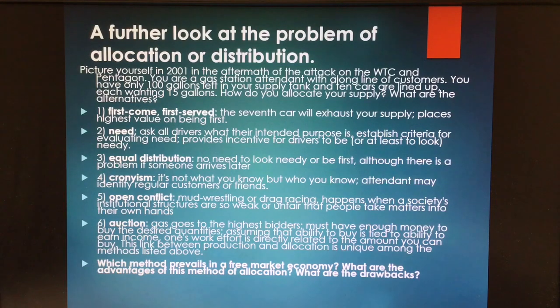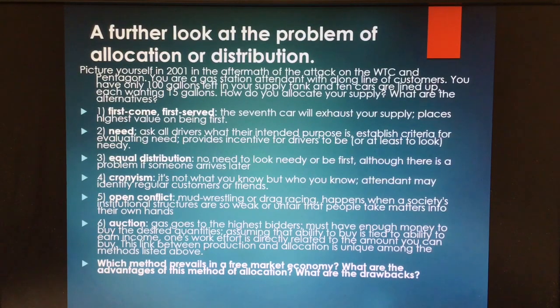Open conflict. How about just survival of the fittest? You could have a mud wrestling competition, or just let people duke it out, or whoever happens to have the most guns. And this is what happens when a society's institutional structures break down, when they're so weak, or it's so unfair and unjust that people simply become vigilantes. They take matters into their own hands. Or number 6, an auction. The gas goes to the highest bidder. You have to have enough money to buy the desired quantities.